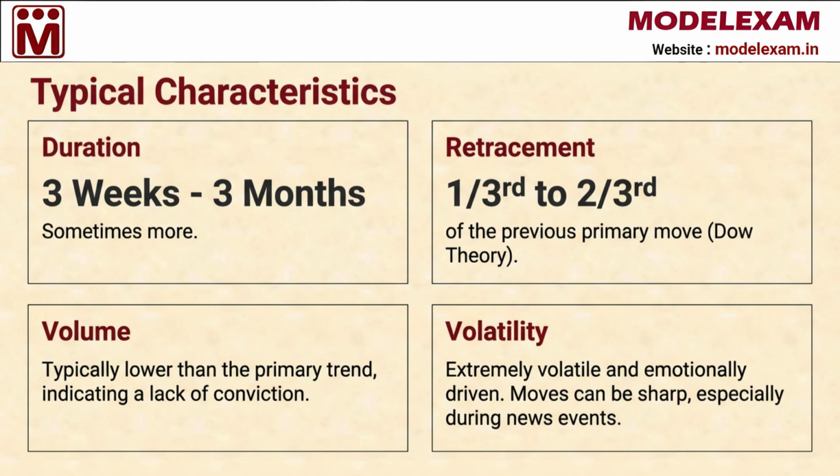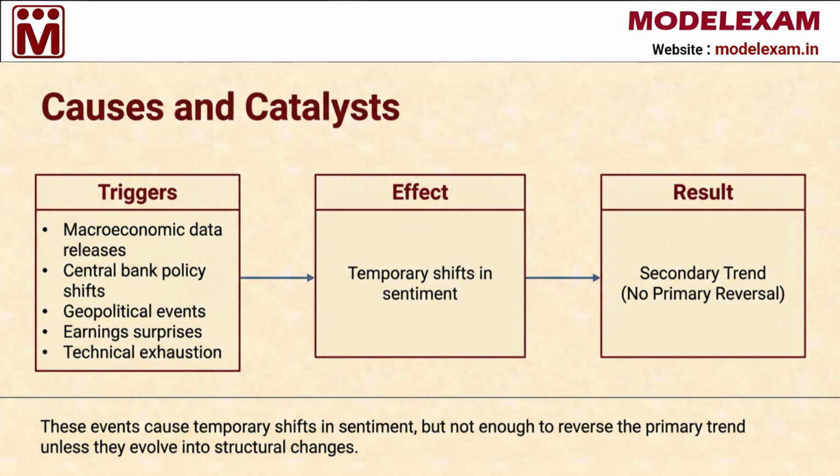The trading volume is typically lower during these corrections, showing that the big investors are not really selling out. However, volatility can be high because these moves are driven by emotion and news. What triggers these sudden shifts? Usually, it is a specific catalyst.